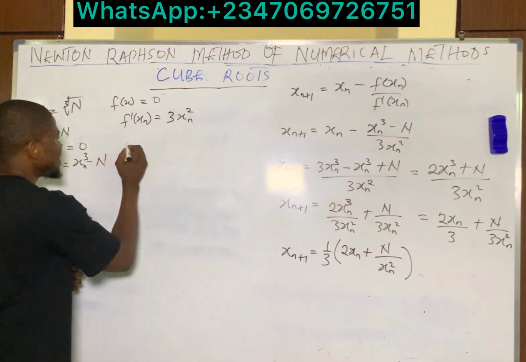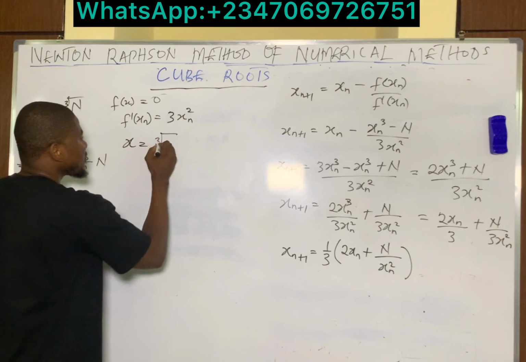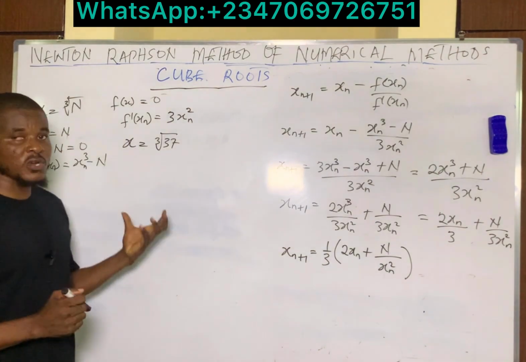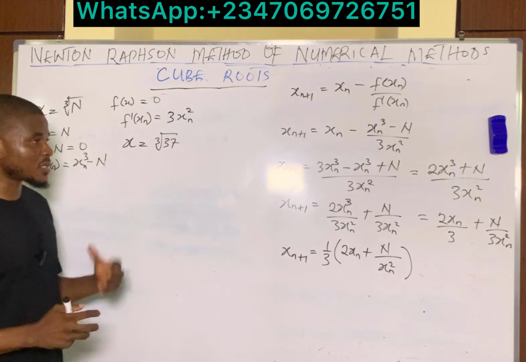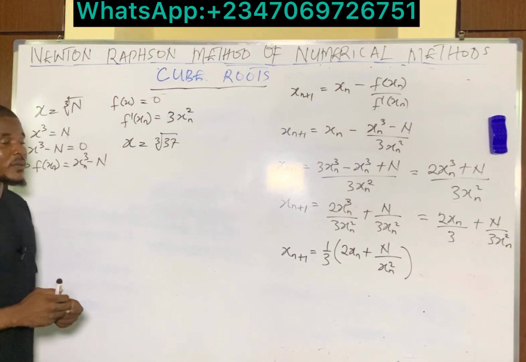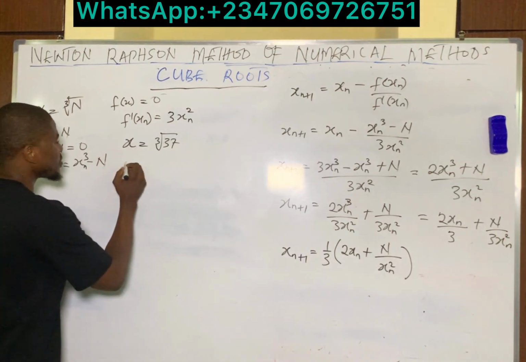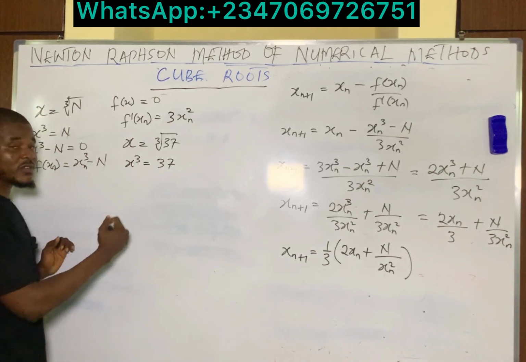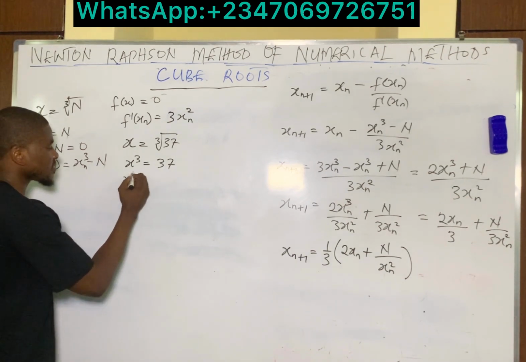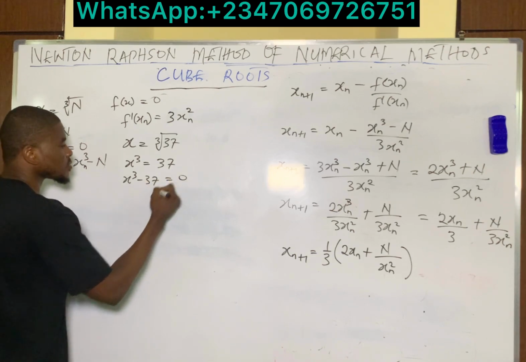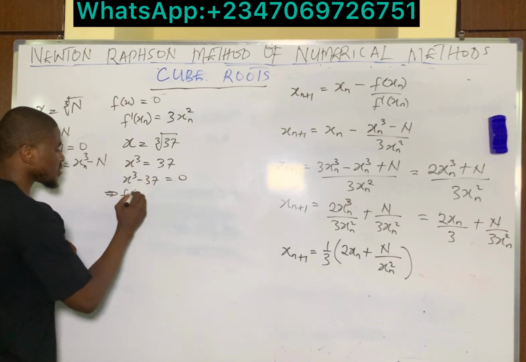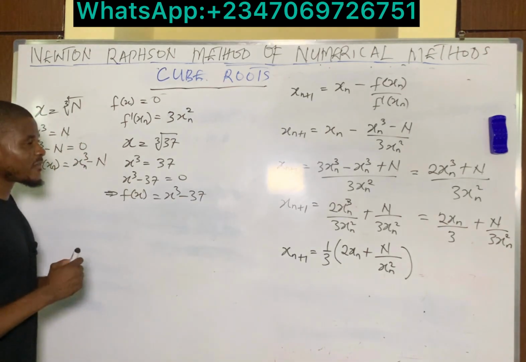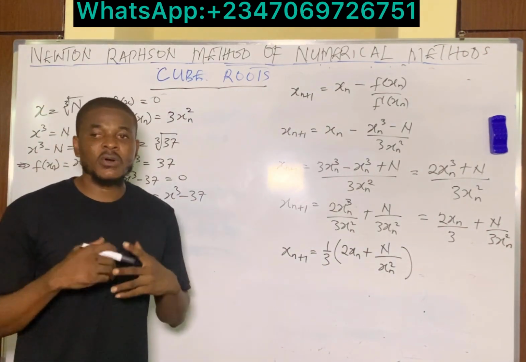So let's say x is equal to the cube root of 37. So we want to use the Newton Raphson method now to solve for the root of this given equation. Remember, the first thing to do is take the cube of both sides, and if you do that, you're going to have that x cubed is equal to 37. Now send 37 over to this side of the equation, you simply have x cubed minus 37 to be equal to 0. So this implies now that our function f of x is equal to x cubed minus 37. Now, the first thing to do in this case is to find your initial guess.